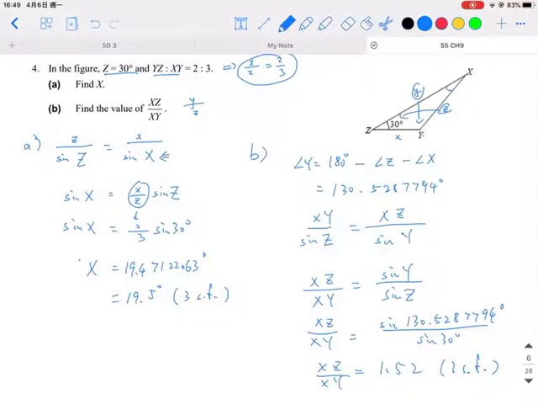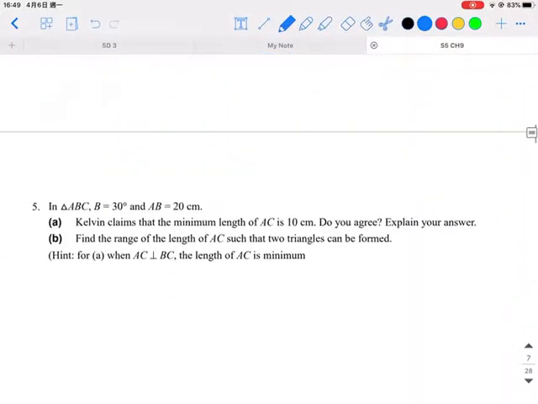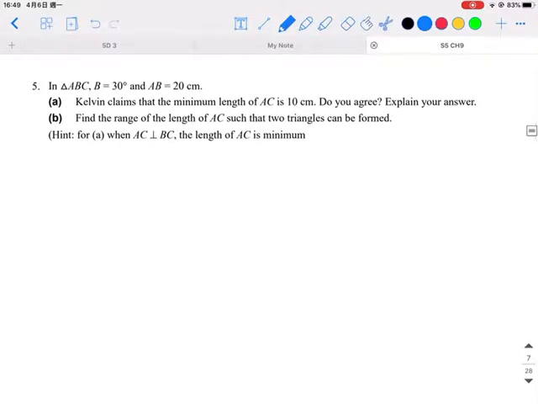Okay, for the last question of worksheet 2, angle B is 30 degrees and AB is 20 cm long. Kelvin claims that the minimum length, pay attention to this one, of AC is 10 cm. So what situation will make AC a minimum? Do you agree? For part A, I'll try to show you in a graph.